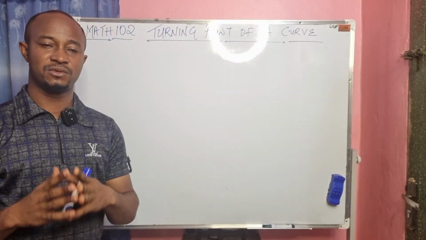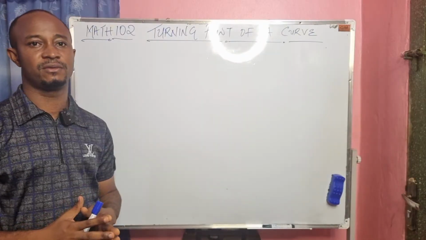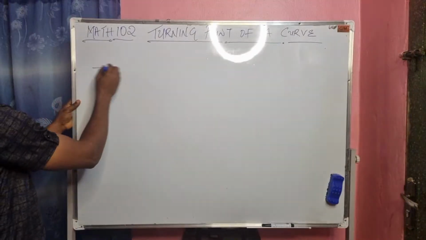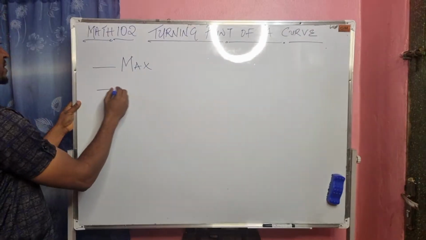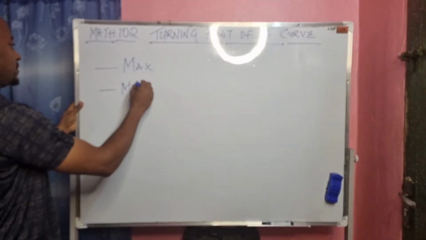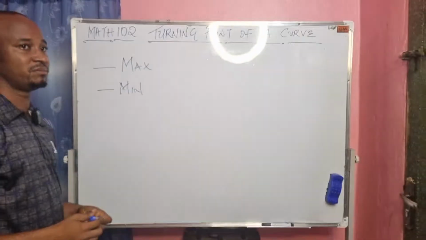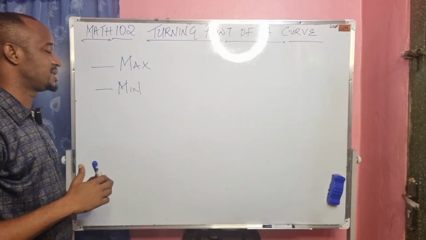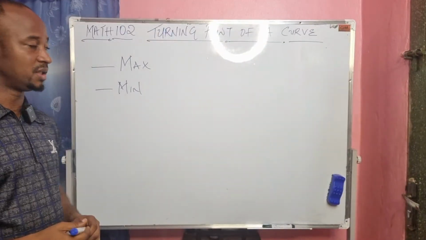Then we say we have two different types of turning points in the curve. We mentioned that we have the maximum turning point and we have the minimum turning point, right? Then we define what maximum is and also define what minimum is. Maximum means the highest point in the curve, while minimum means the lowest point in a curve.